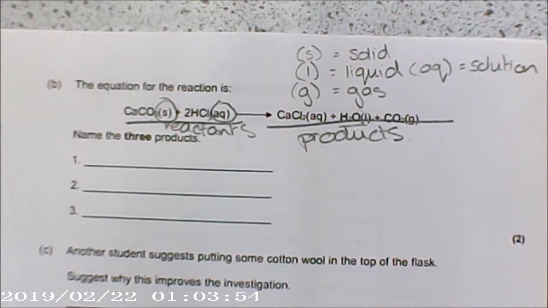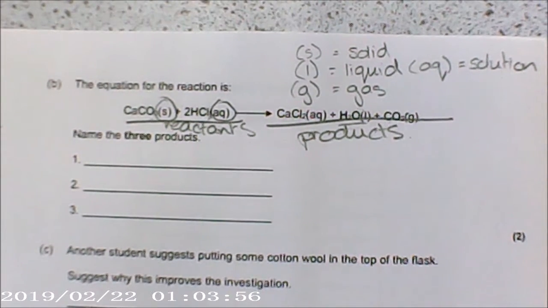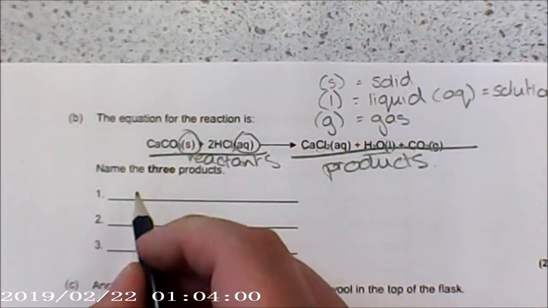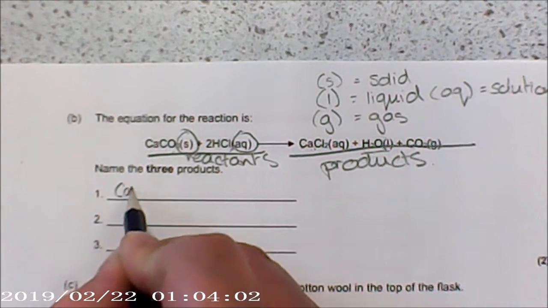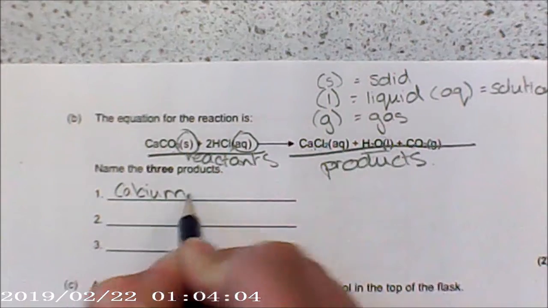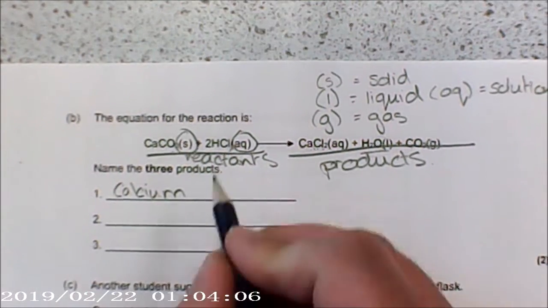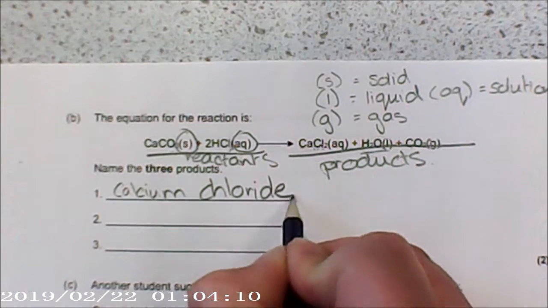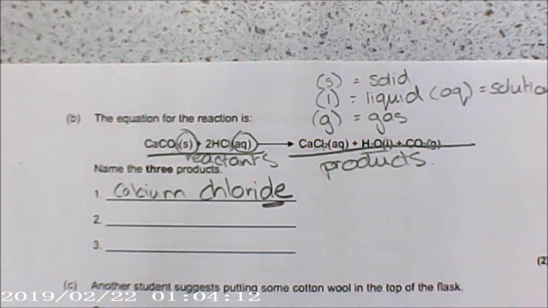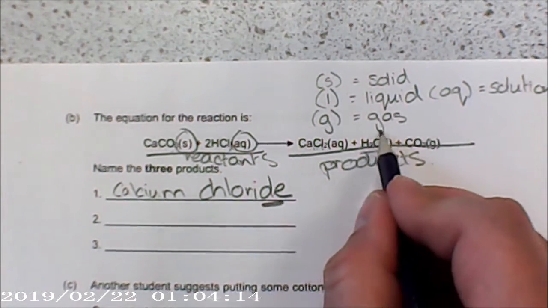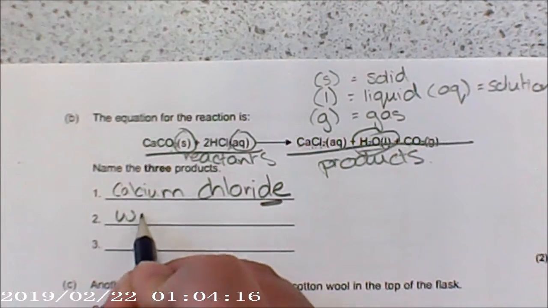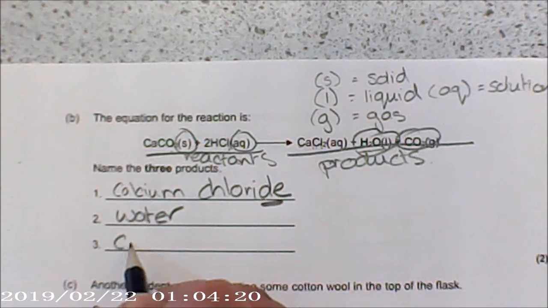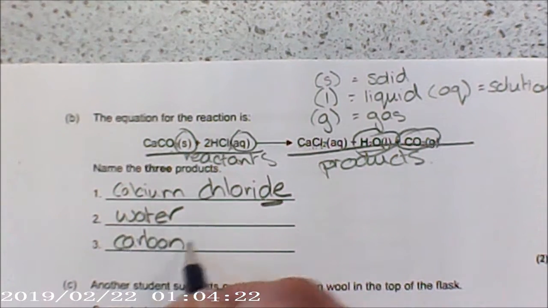Okay, and we should be putting it in word form. So this one is calcium. Remember, you'll have a periodic table, so if you're unsure, have a look. Calcium, and there's Cl2, so that is calcium chloride, not chlorine. When it's joined to something, it turns to an ide. H2O, hopefully we know, is water. And CO2, hopefully we know, is carbon dioxide.